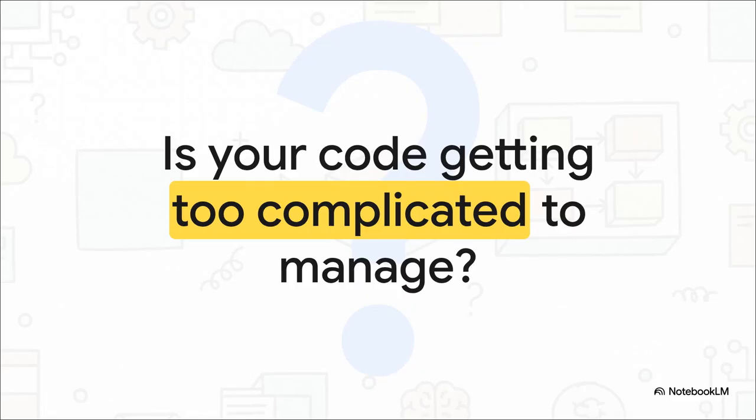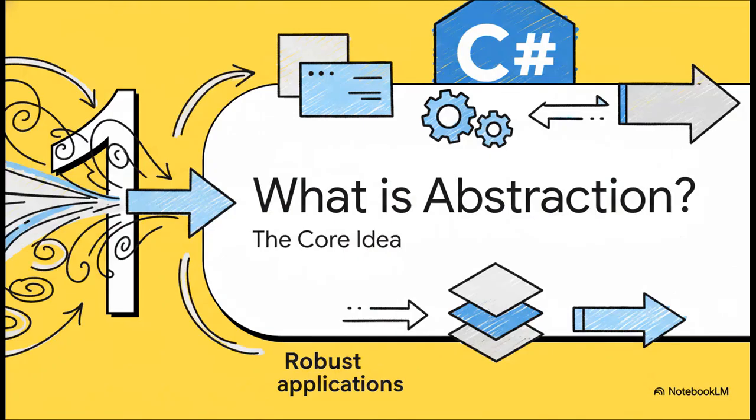You know the feeling, right? You're deep into a project and the code just starts to feel like a tangled mess. It's hard to read, a total pain to update, and honestly, it's just overwhelming. We've all been there. Well, guess what? There is a super elegant solution to that kind of complexity, and its name is abstraction. It's a core concept that really helps us manage all that chaos and build applications that are just better.